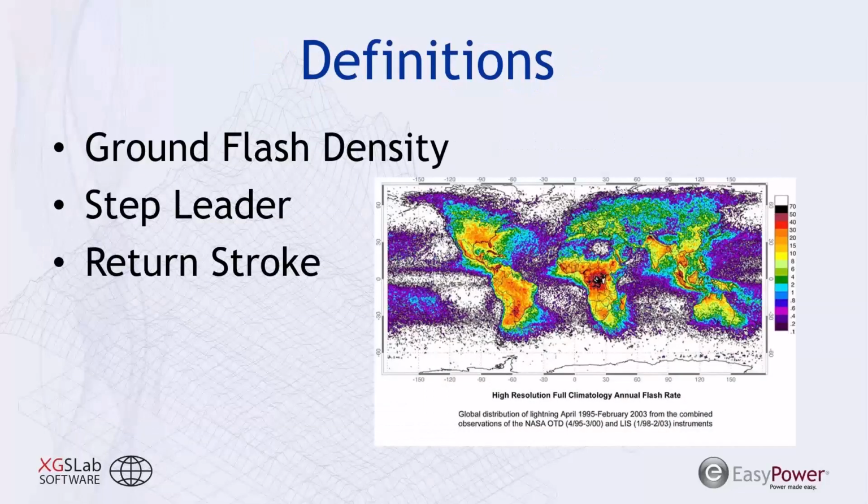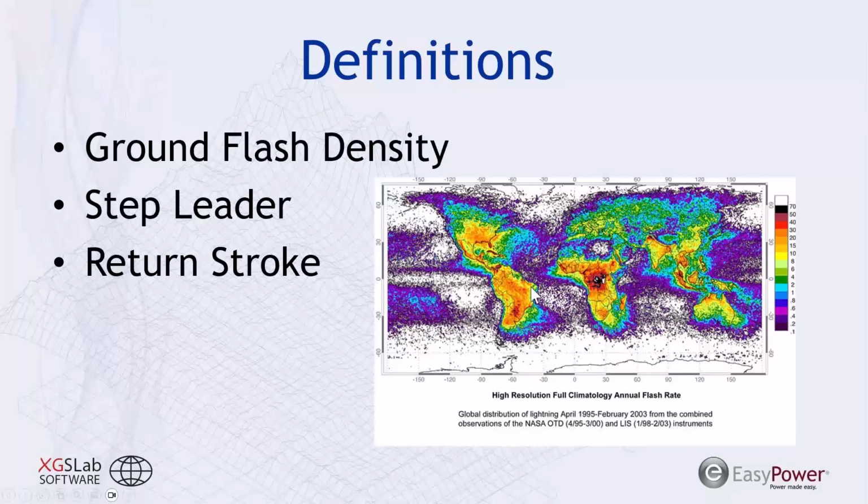I do want to bring up some terminology that you may not have heard before. One of them is ground flash density. This is a measure of how frequently a lightning stroke or flash occurs within a given area. As you can see, in the panhandle of Florida in North America, we have a significant number of ground flashes, as well as in Africa.